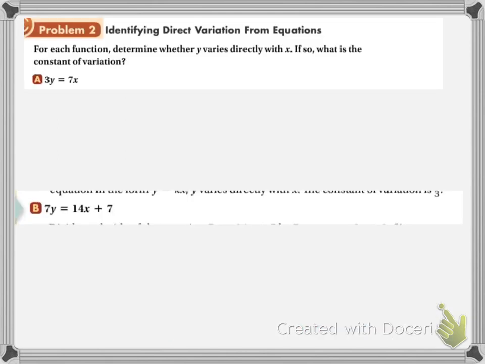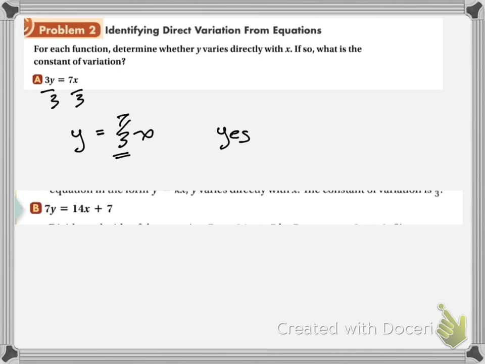Problem 2, identifying direct variations from an equation. What you're looking for really is, is it multiplying? So remember, our equation for direct variation is y equals kx. So divide by 3, you get y equals 7 over 3 x. We don't really care what k is, as long as k is just some constant, you're good. So your answer here is yes.